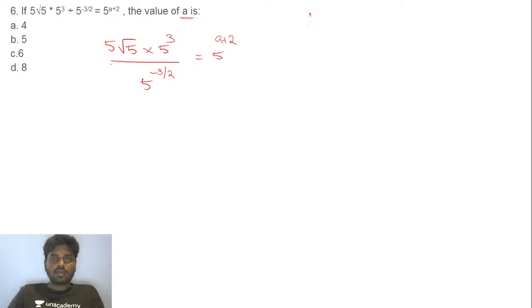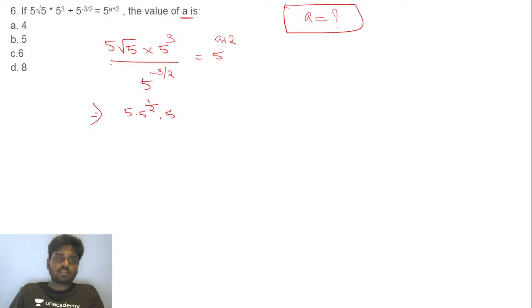So what is the value of a? That's your question. So what I can do simply, here it is nothing but, listen, I can write this one as 5 into 5 power 1 by 2. Root 5 is nothing but 5 power 1 by 2, right? So into 5 power 3 divided by 5 power minus 3 by 2 equal to 5 power a plus 2.